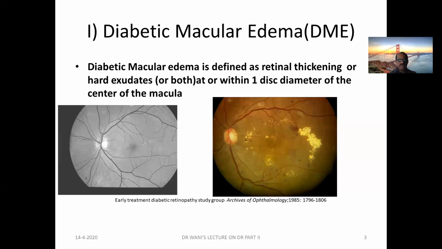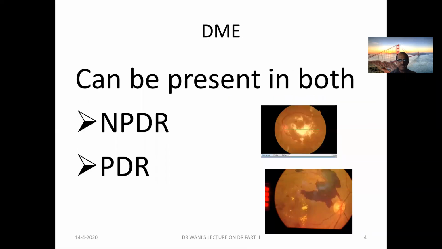Coming to diabetic macular edema, it is defined as retinal thickening or hard exudates, or both, at or within 1 disc diameter from the center of the macula. So draw a 1 disc diameter here, here, here, everywhere. If it is there within 1 disc diameter of the center of the macula, we call it diabetic macular edema. Please note that it can be present in non-proliferative type as well as in proliferative type. You can see in these pictures it is non-proliferative and proliferative. In both it can be there.